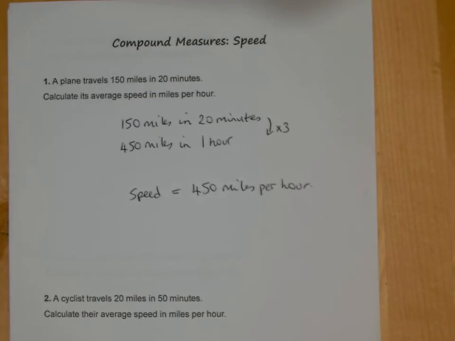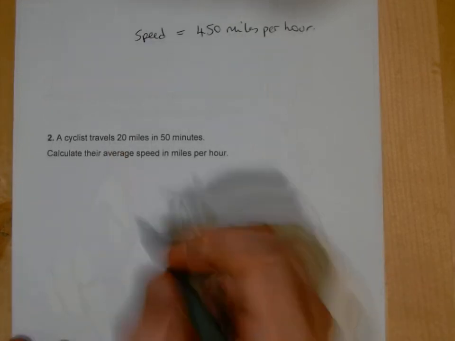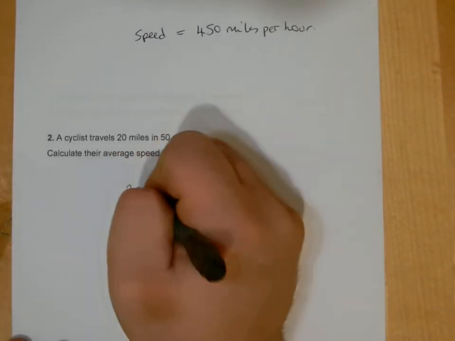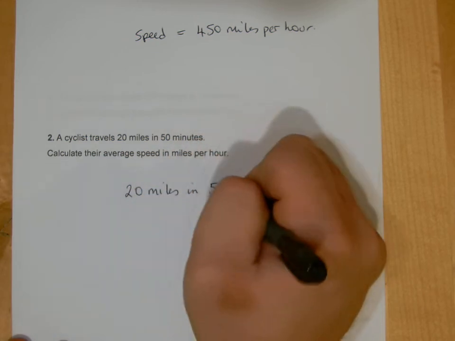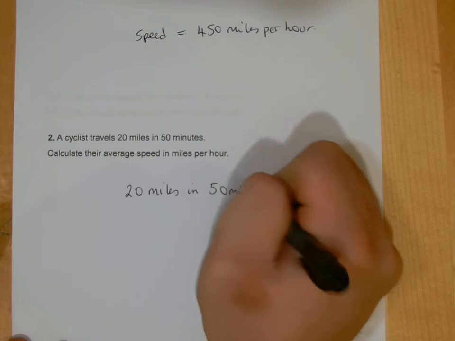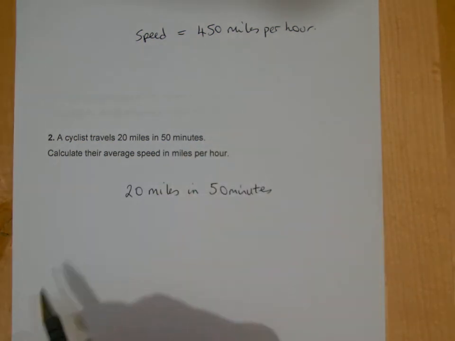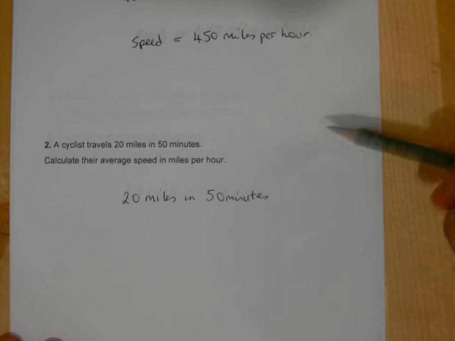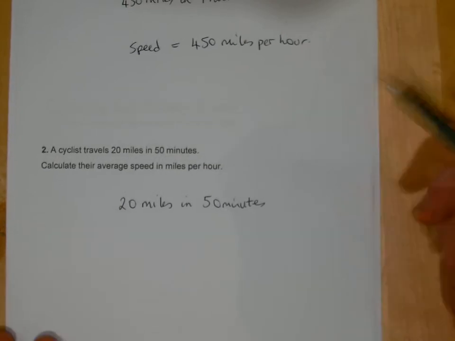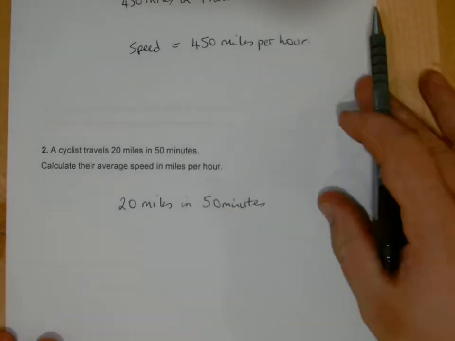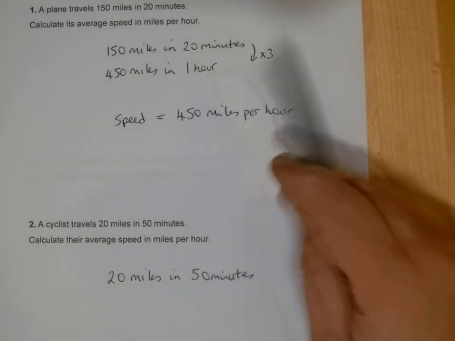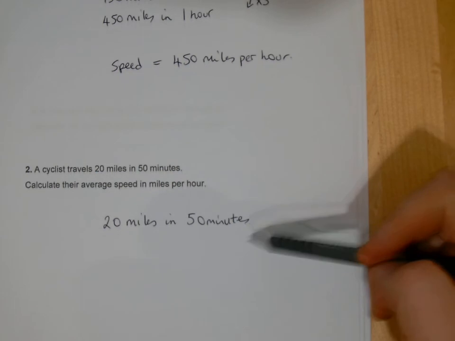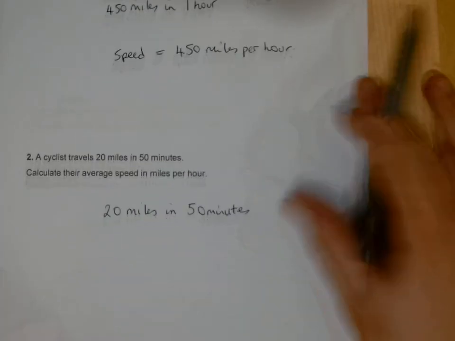Let's look at a second example. A cyclist travels 20 miles in 50 minutes. The question is then, what would the cyclist's average speed be in miles per hour? Now the trouble you've got this time is we can't so easily change this to an hour. Like before with this one, we just times it by 3 and we got to an hour, but it's difficult to think, what do I times that by to get to an hour? It's not going to be very nice.